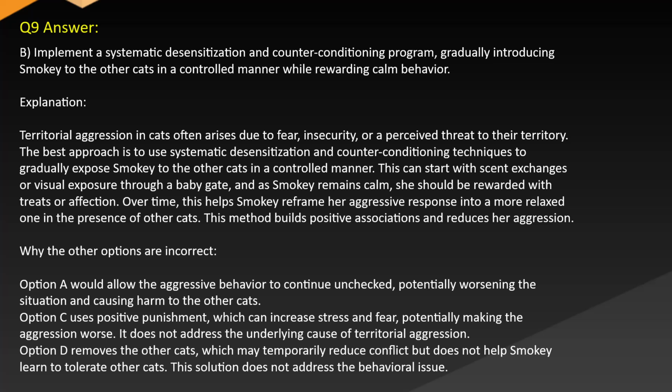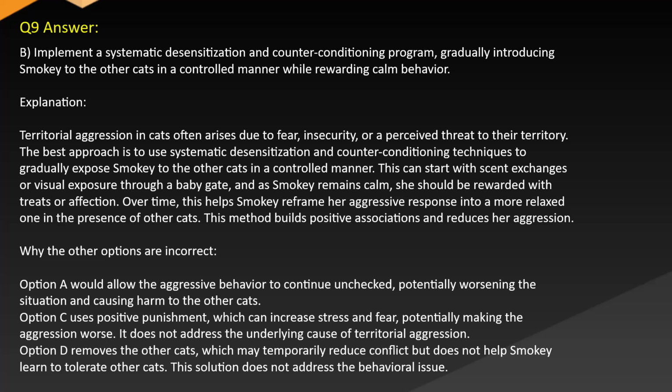This can start with scent exchanges or visual exposure through a baby gate, and as Smokey remains calm, she should be rewarded with treats or affection. Over time, this helps Smokey reframe her aggressive response into a more relaxed one in the presence of other cats. This method builds positive associations and reduces her aggression, while the other options are incorrect.